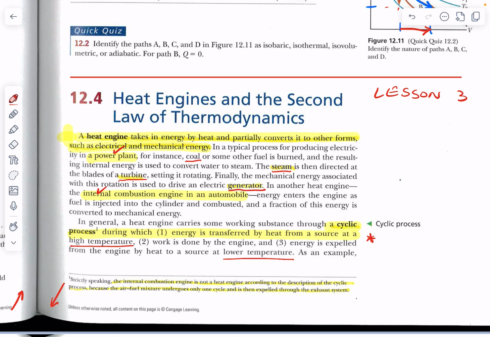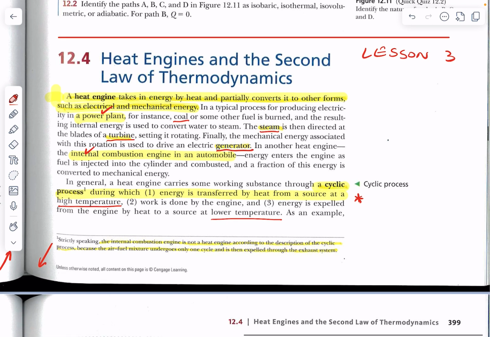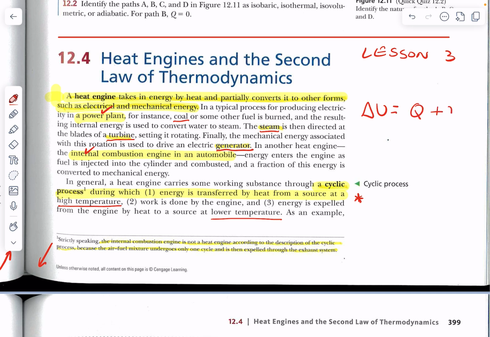So these are all examples requiring a fuel to be combusted, and the net result is pushing a piston back and forth in a cylinder, which is then connected to the drivetrain of the vehicle. So another thing that we want to keep in mind is this equation right here, delta U equals Q plus W. We'll be referring to this periodically. It should always be in the background as you read through this chapter.